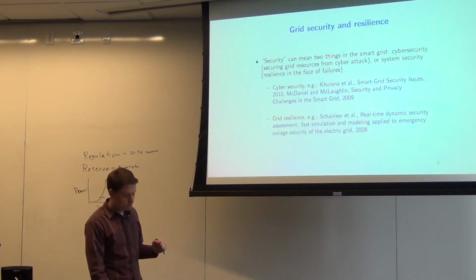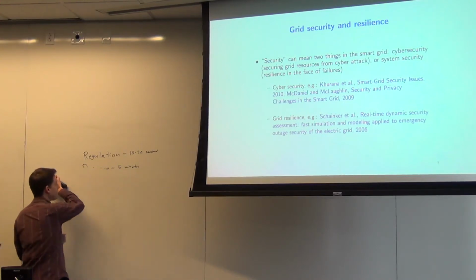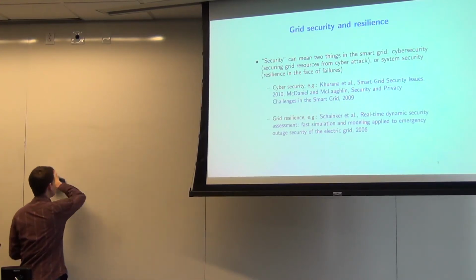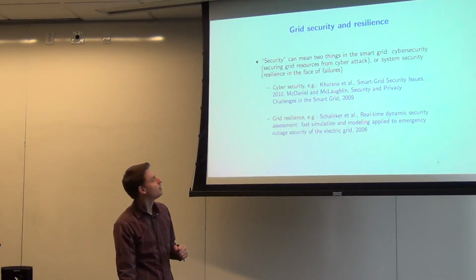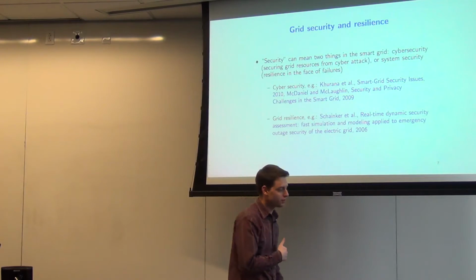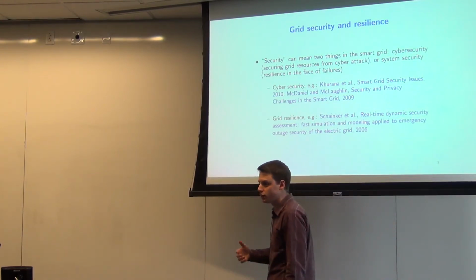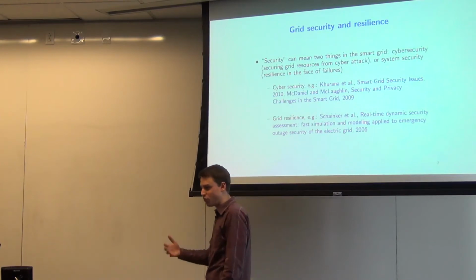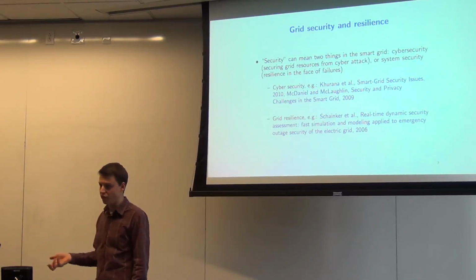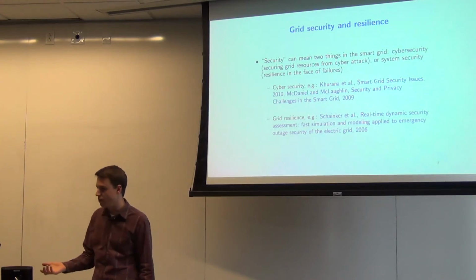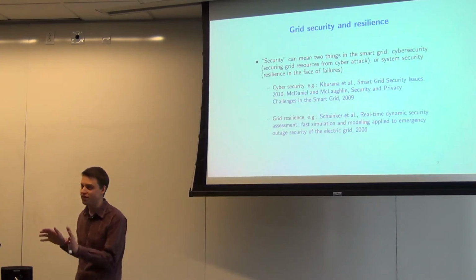Okay, so let me talk now about grid security and resilience. So in power systems, security typically means one of two things. I guess both at the same time, also sometimes. As the grid becomes more computerized and we have more automated control, the typical kind of computer security, just cybersecurity, becomes more and more of an issue, right? Because all of a sudden now you have potential for attacks on generators, stuff like this.